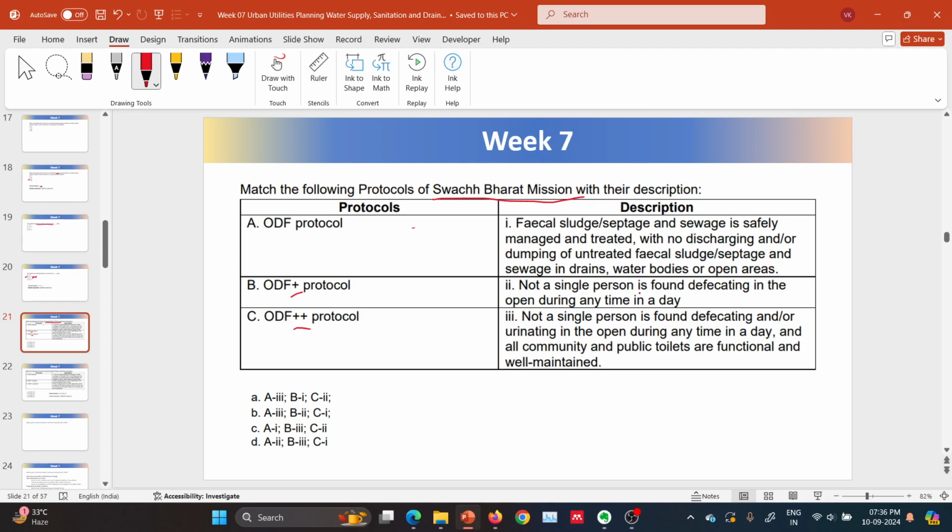Not even a single person is found defecating in the open during any time of the day. This was A. Not a single person is found defecating or urinating in the open during any time of the day, and all community and public toilets are functional and well maintained. Correct. So this was B.